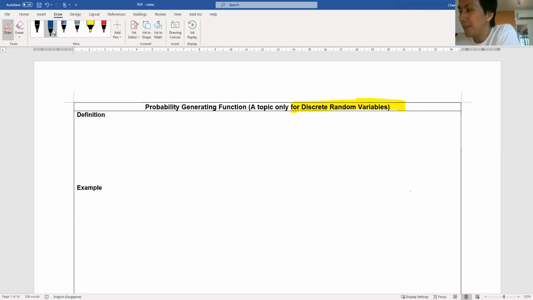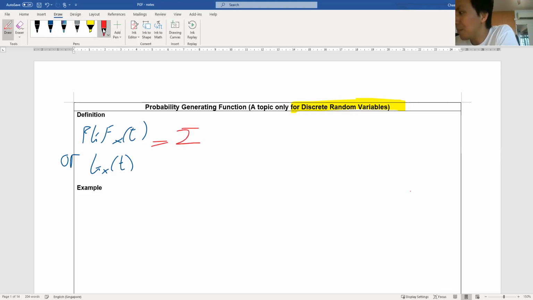The notation for PGF tends to be like this. Let's say PGF of X, then in T, or G_X(T). By hardcore definition, it actually means this: the summation of probability X is equal to x, which is something that you are very used to already, and then T to the power of x. So what does this T refer to? This T is aka a dummy variable.